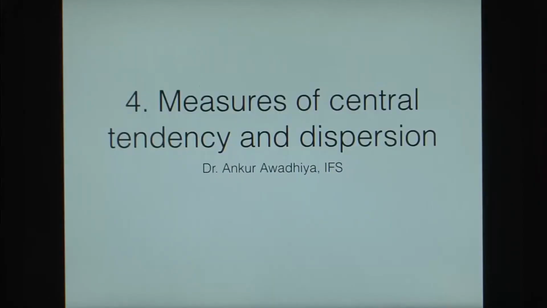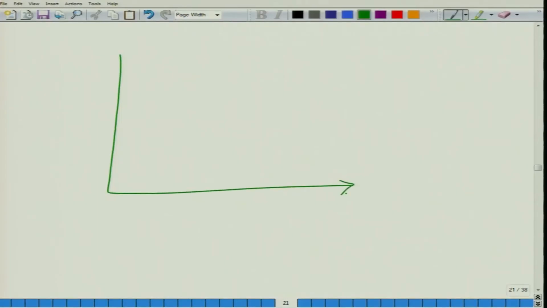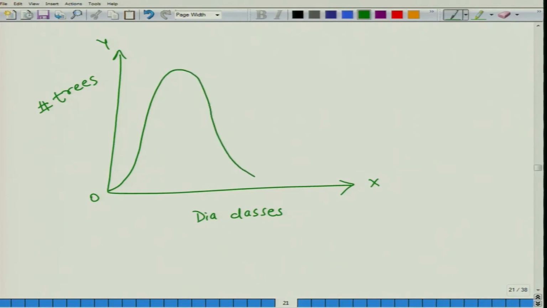Namaste. Today we will look at the measures of central tendency and dispersion. Let us look at a distribution. So, for instance, suppose we want to plot the number of trees on the y axis and the diameter classes on the x axis, and let us plot a distribution like this.